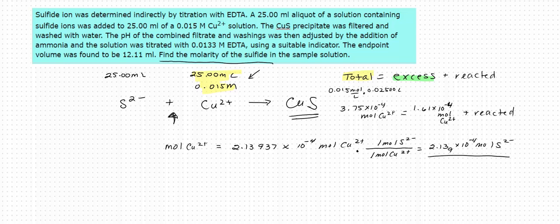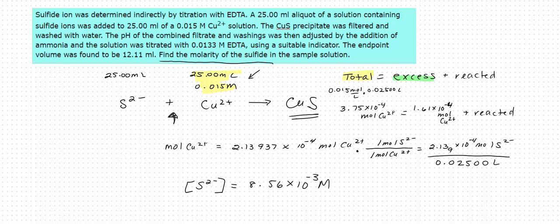And we divide that by the original sample volume in liters, 0.02500. And I find the molarity of the sulfide ion in the original solution is then 8.56 times 10 to the negative 3rd, capital M, molar.